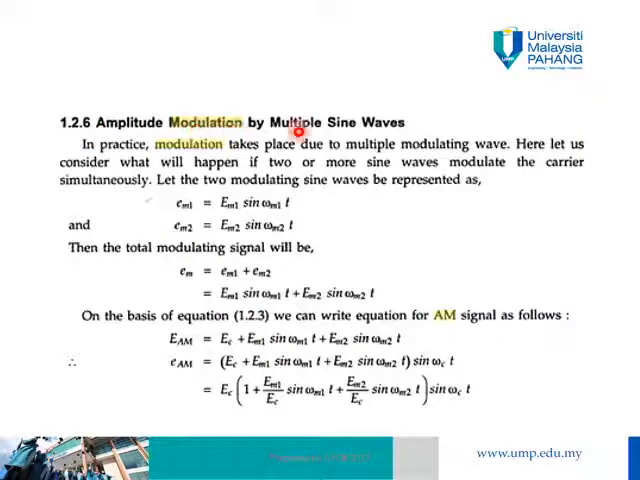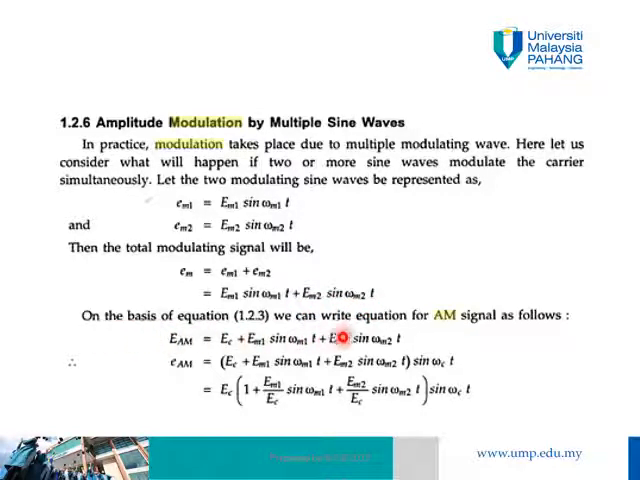Amplitude modulation by multiple sine waves. In practice, modulation takes place due to multiple modulating waves. Here, let us consider what will happen if two or more sine waves modulate the carrier simultaneously. Let the two modulating sine waves be represented as EM1 equal to EM1 sine omega m1 t and EM2 equal to EM2 sine omega m2 t. The total modulating signal can be the sum of these two sine waves, EM1 sine omega m1 t plus EM2 sine omega m2 t.